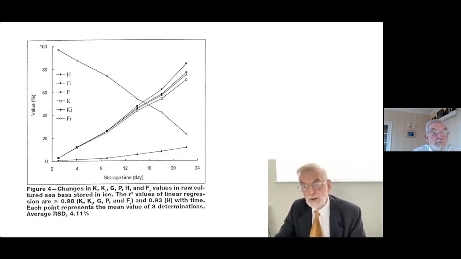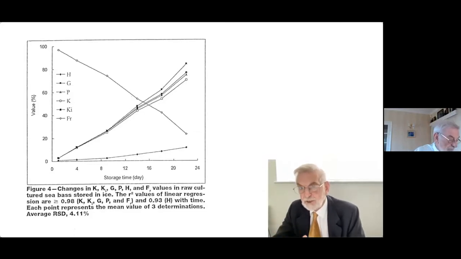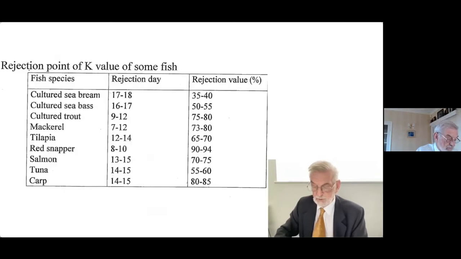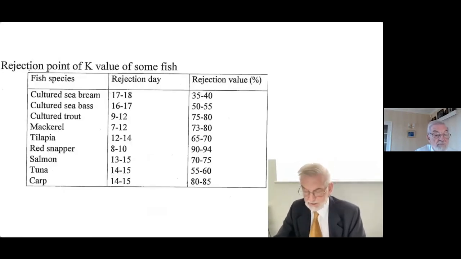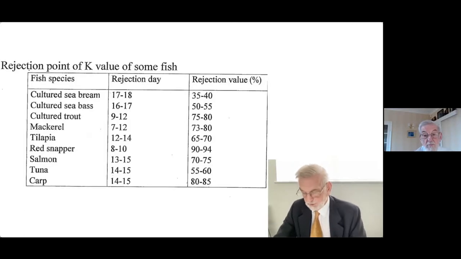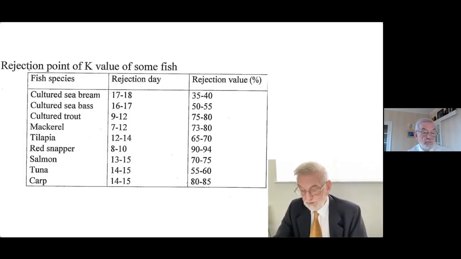Now both these fish, this and the bass, had a storage life of about 18 days before we rejected them. So this shows that you need to have different K values for different fish. The rejection values for these fish will vary according to the species. If we look on the next slide, the cultured sea bream rejection day was 17 to 18 days, and the rejection K value was about 35 to 40. Cultured sea bass, on the other hand, had a very similar rejection day, day 16 to 17, and the rejection K value here was over 50%, 50 to 55%.